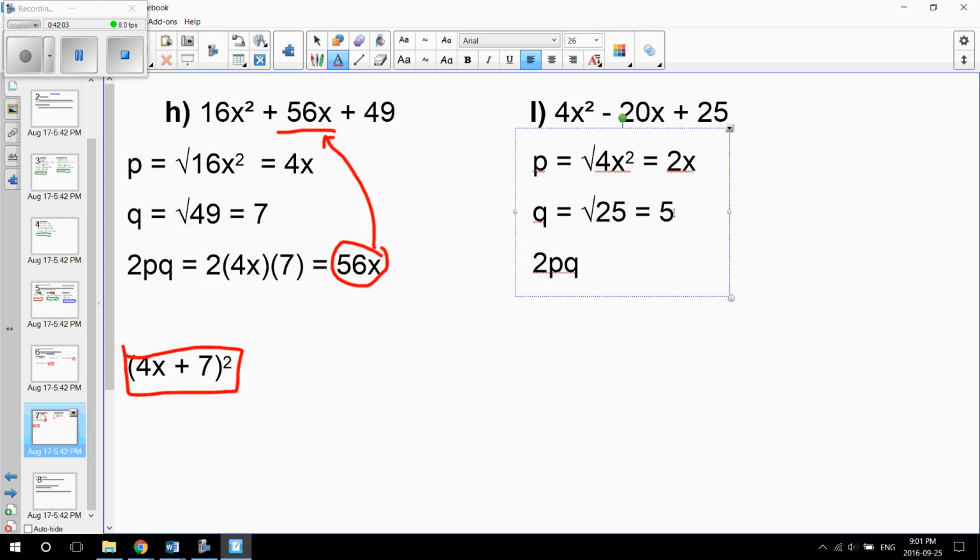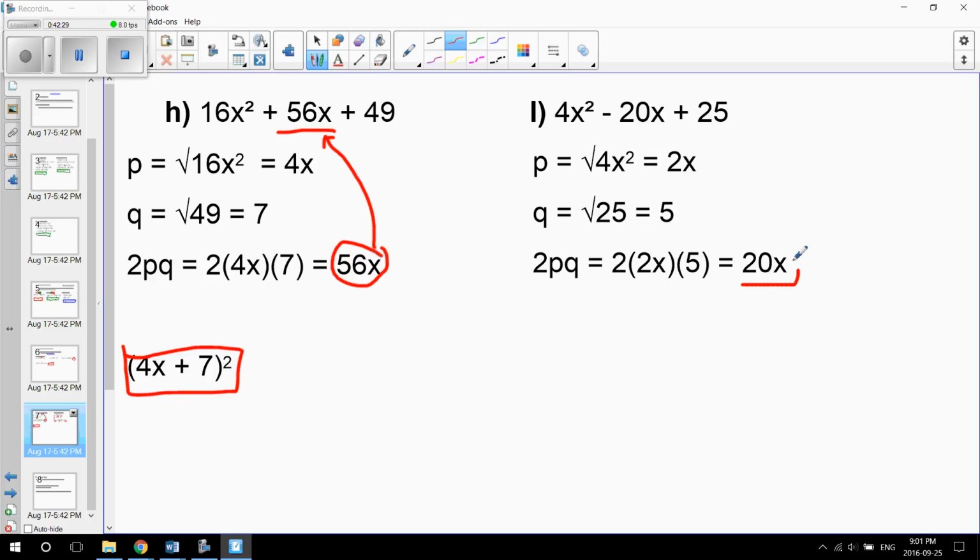And we check to see if it meets that condition of 2 times p times q. Doing 2 times 2x all times 5. So 2 times 2x gives us 4x. 4x times 5 gives us 20. Sorry, that should be 20x. So we have a 20x here, and we see that it has this 20x here. So it equals the right value.